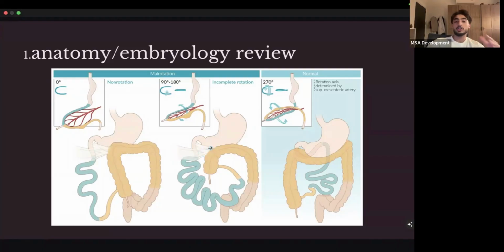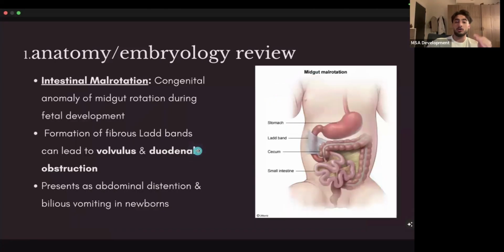They're overlying the duodenum. So let's just say we have a clinical scenario where the midgut doesn't rotate the full way like it's supposed to. You have intestinal malrotation, and you get formation of these fibrous bands that are going to constrict and obstruct the duodenum. What do you think that's going to present like? It's going to present similarly to this. So you can see here the cecum is sort of superior, and it's in the right upper quadrant as opposed to the right lower quadrant. And it's going to compress on the duodenum through these LAD bands. Okay. And basically it's going to present as abdominal distension and bilious vomiting in newborns.